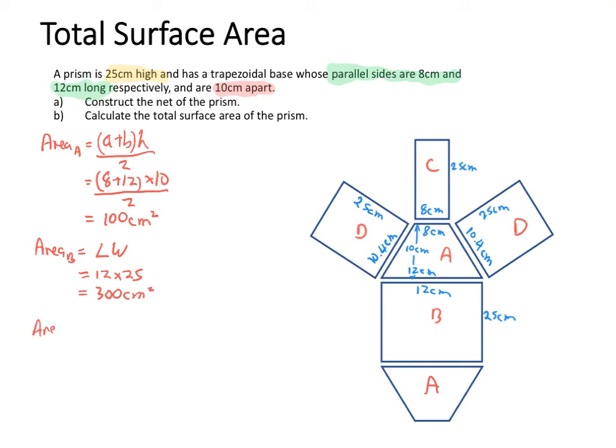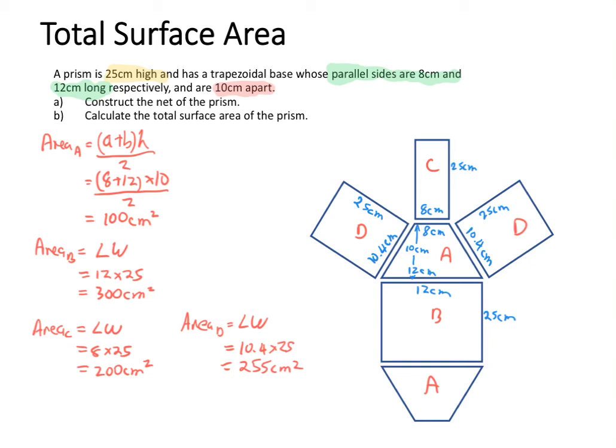Area of C, which is also a rectangle, is again going to be length times width. So it equals 8 times 25, which equals 200 centimeters squared. And finally, area of D, which is again length times width. So 10.4 times 25, which is equal to 255 centimeters squared. Now I've got each of my individual areas. I can go ahead and add them all up to calculate my total surface area.